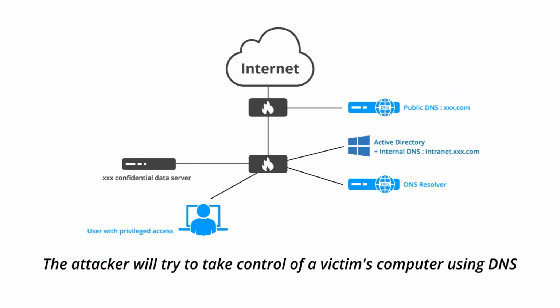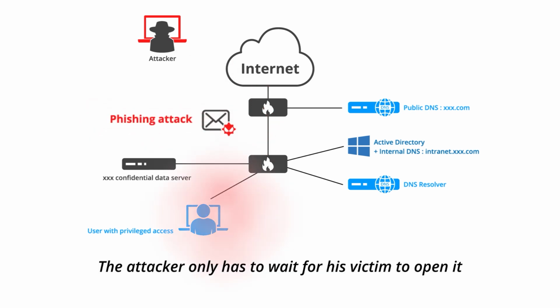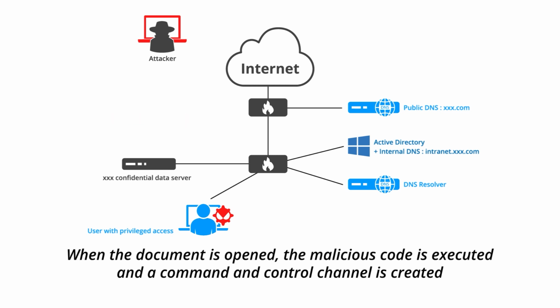The attacker will try to take control of a victim's computer using DNS. A malware is crafted, embedded in a document, and sent by email. The attacker only has to wait for his victim to open it. When the document is opened, the malicious code is executed, and a command and control channel is created.